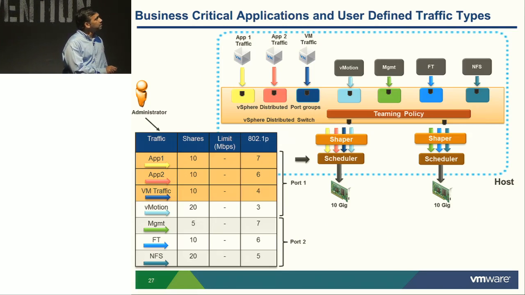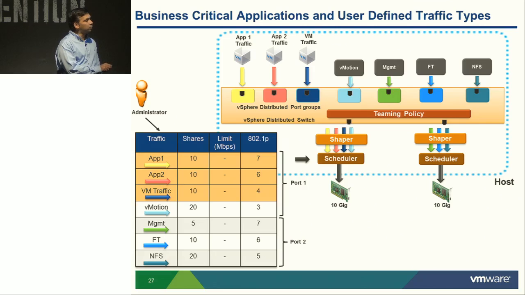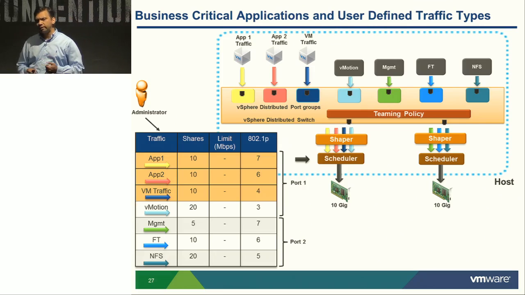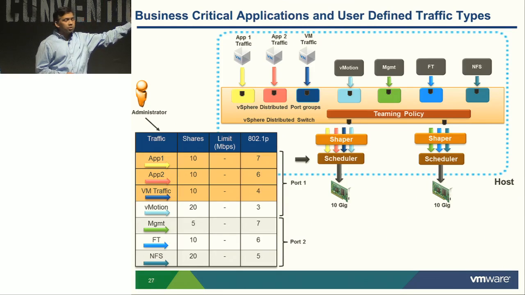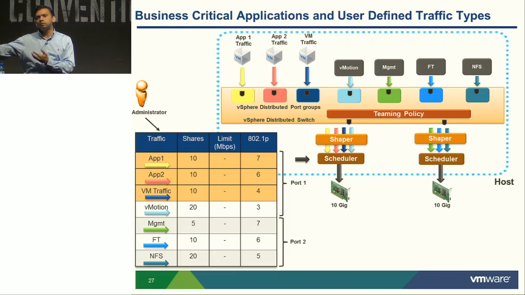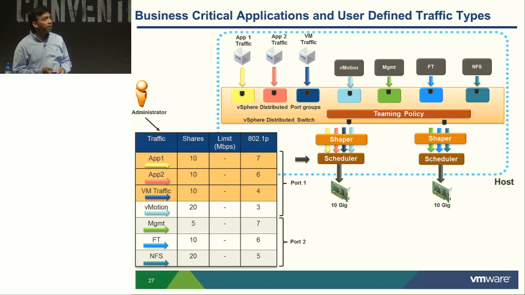Another thing which you can do is this quality of service tagging, 802.1p. And I will talk more about that. Why do you need that? So we have the capability to tag the traffic where you say that this traffic is important, and the physical switches in the network should treat that traffic according to the priority.